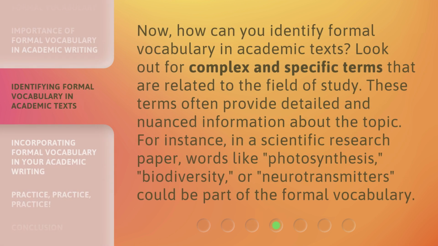Now, how can you identify formal vocabulary in academic texts? Look out for complex and specific terms that are related to the field of study. These terms often provide detailed and nuanced information about the topic. For instance, in a scientific research paper, words like photosynthesis, biodiversity, or neurotransmitters could be part of the formal vocabulary.